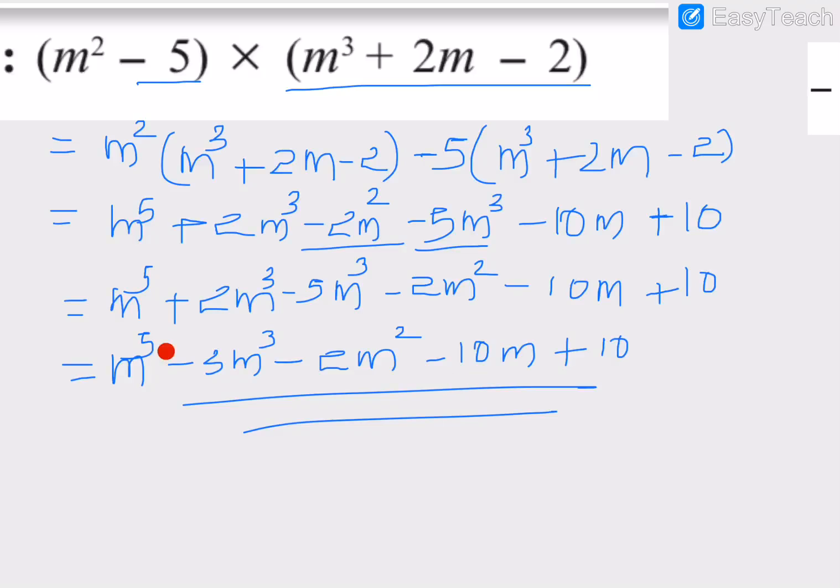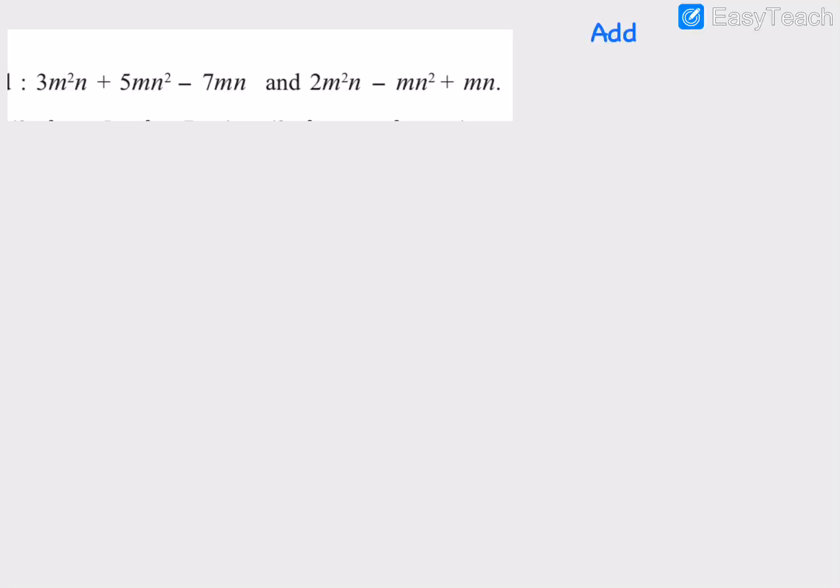So here the degree of the product is m raised to 5. M raised to 5 is the degree of the product. Highest power is m raised to 5. Now we are going with another problem.